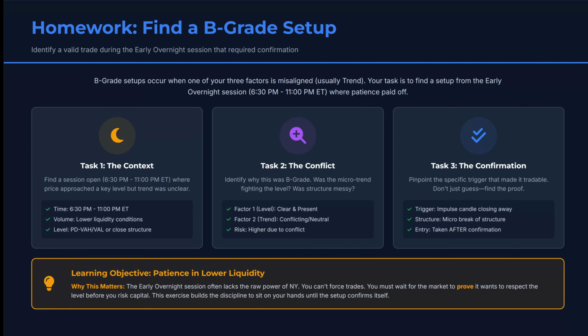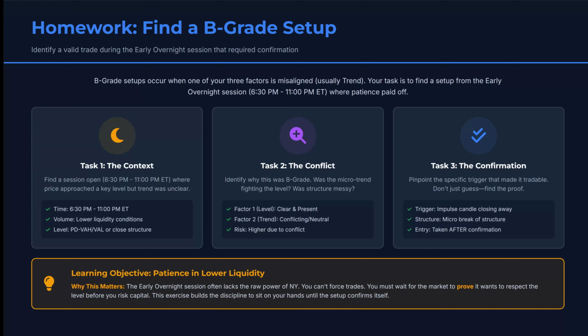Here's the ultimate goal. When you're trading live during the early overnight session and price approaches a prior day level, your brain should automatically shift into B-grade mode. You shouldn't have to consciously think, "This is overnight, I need confirmation." Your pattern recognition should flag it instantly based on the session characteristics. That automatic recognition comes from reviewing dozens of documented B-grade examples.